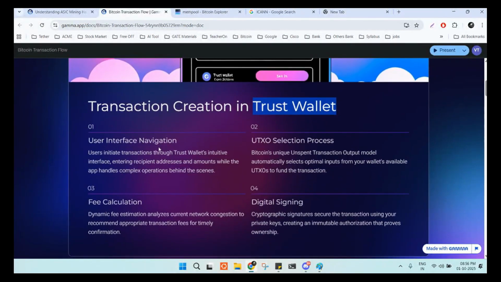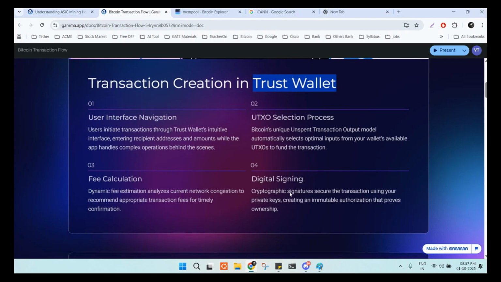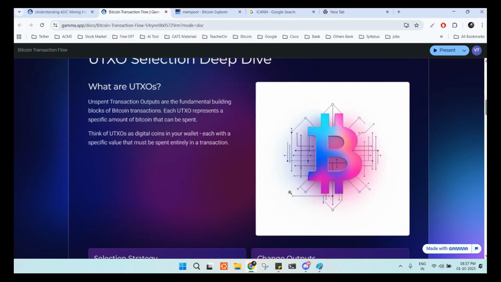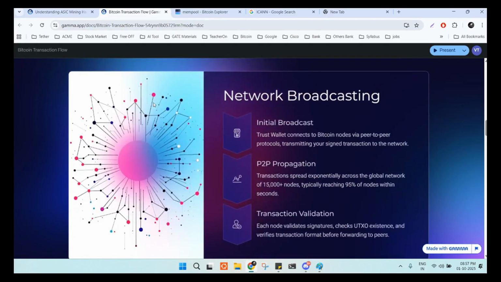So you have a user interface in which you can choose the UTXO which you want to send. You can also do the fee calculation. Once you choose the UTXO, it will sometimes show you how much fee you have to pay. And then once you do the digital signing, the initial broadcast happens. UTXO is nothing but unspent transaction outputs.